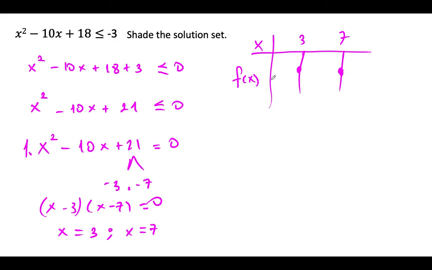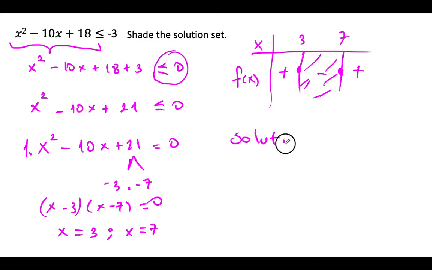So we have positive, negative, positive signs. My function is negative only here. So be careful now. I am looking for the x values which are less than or equal to 0. So the solution set, let's say, is between 3 and 7.